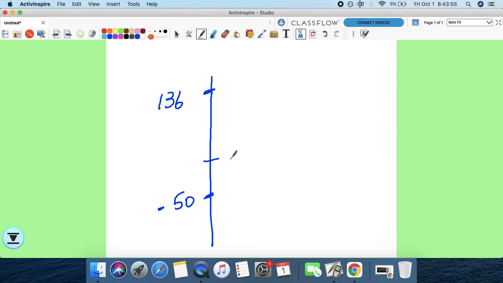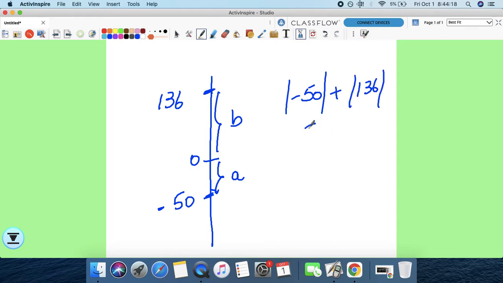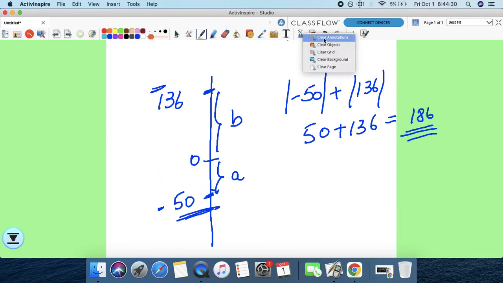Again, that difference can be the sum of these two values. You have the value of this part, I'll call that A, and the absolute value of this. So we can go with the absolute value of 50 with the absolute value of 136. That's 50 plus 136. So the difference between the two temperatures is 186. 186 difference between negative 50 and 136.